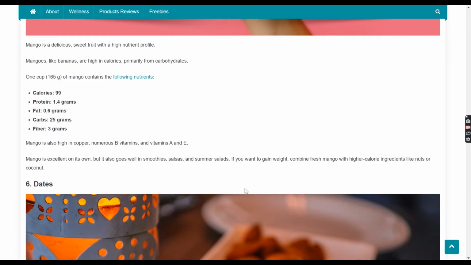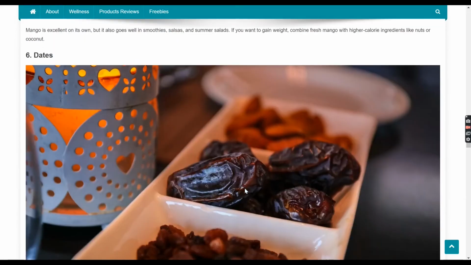Mango is also high in copper, numerous B vitamins, and vitamin E. Mango is excellent on its own, but it also goes well in smoothies, salsas, and summer salads.